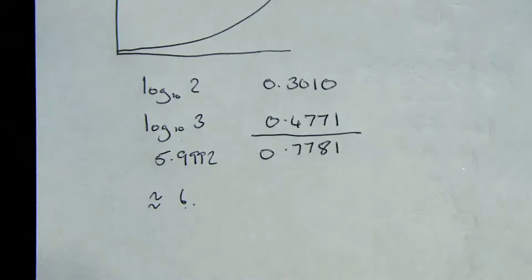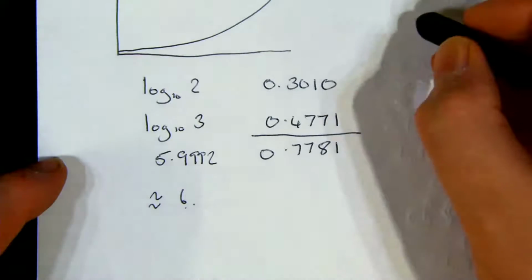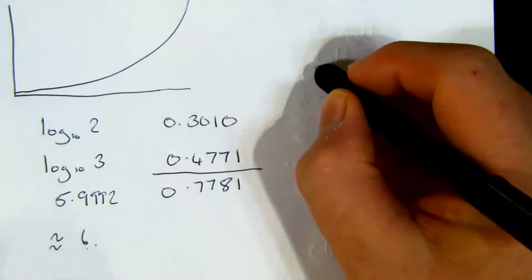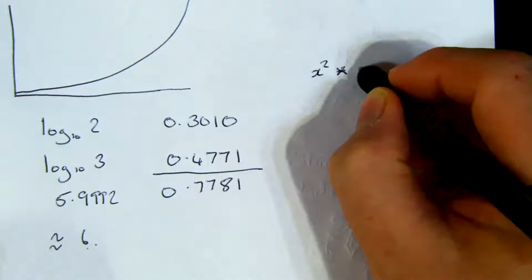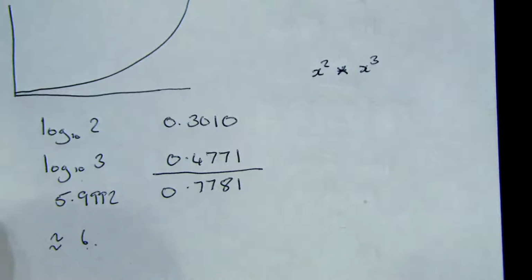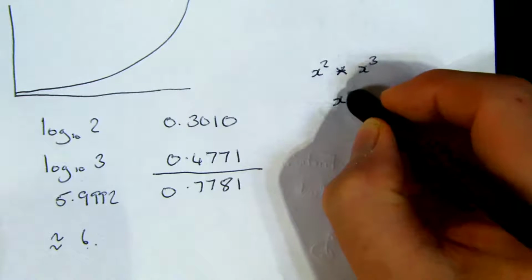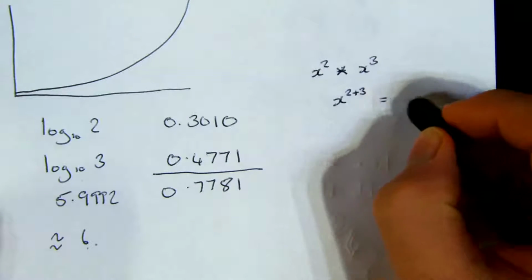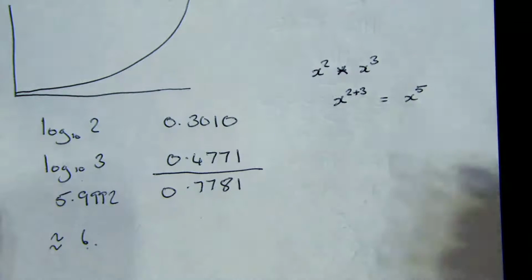So logs do something quite clever. Now, at GCSE, you've really met this, but not in quite this form. Let's suppose I want to multiply two numbers together. And my two numbers are going to be x squared, and I'm going to multiply that by x cubed. And we know that if we multiply these together, we basically add the indices, so that's going to give me x to the 5. Now let's look at what we did.